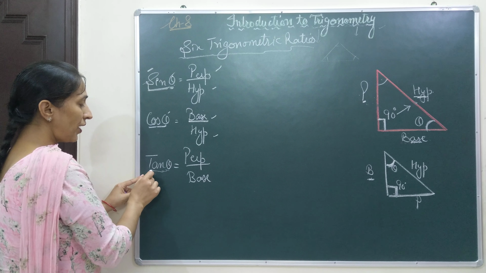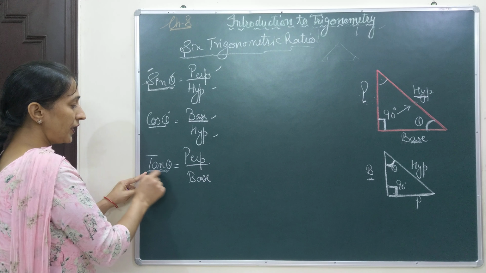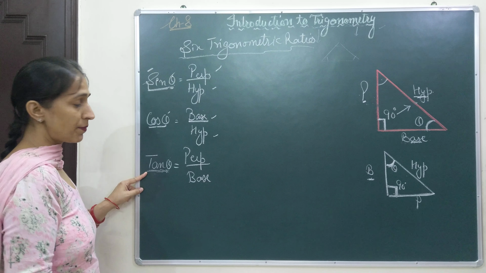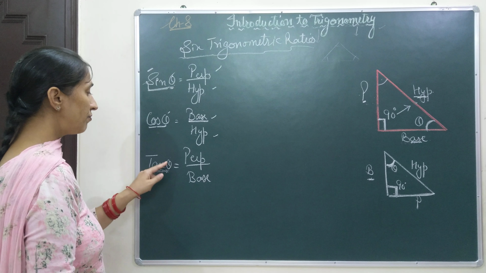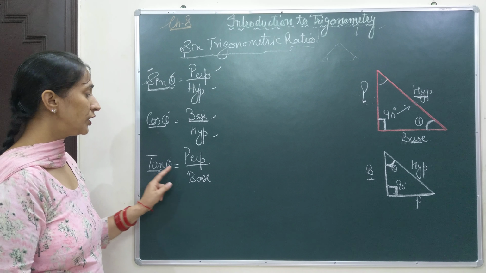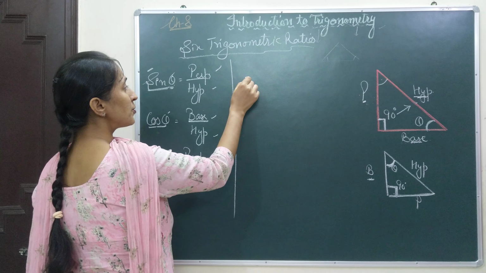Same way, if you are given perpendicular and base, then you will be using tan theta. In that case, theta may be missing, perpendicular may be missing, or base may be missing. So out of these three, again one thing will be missing, and you will find it by using the other two given things.